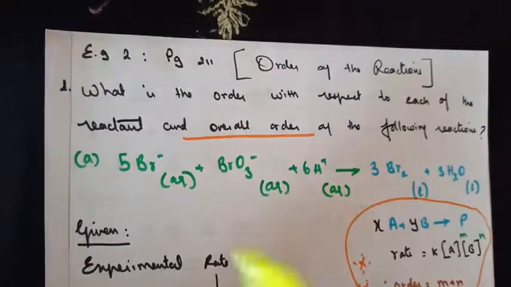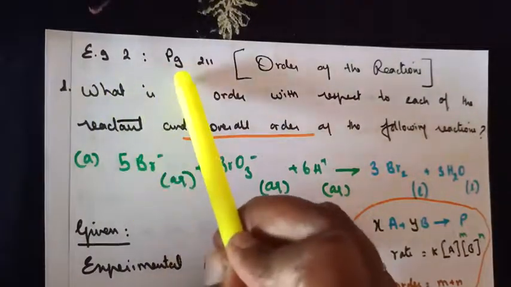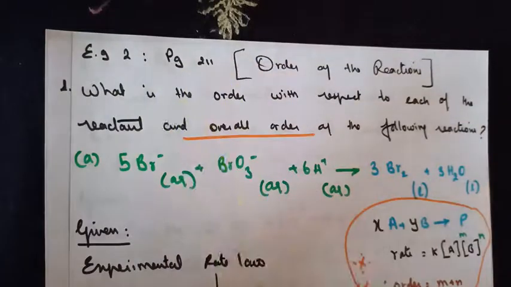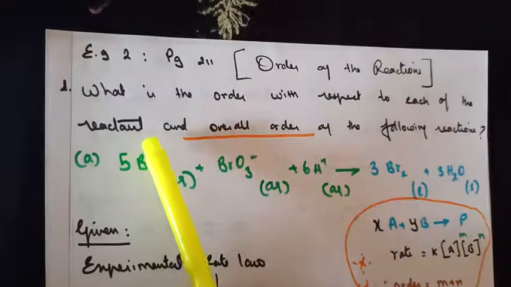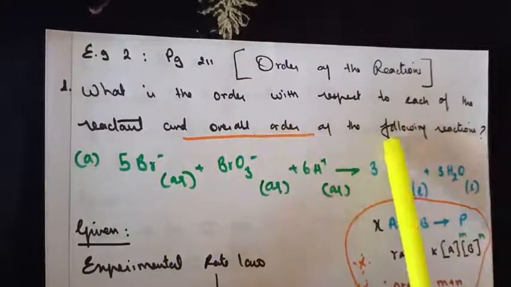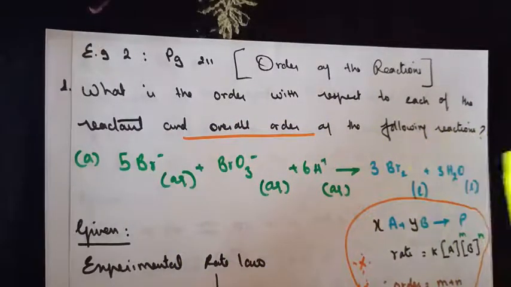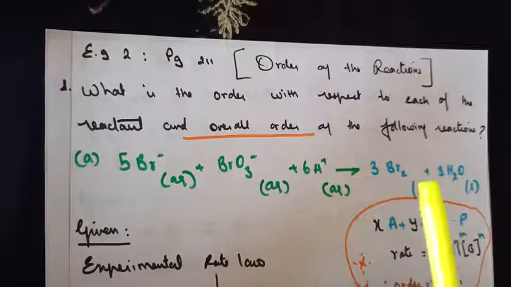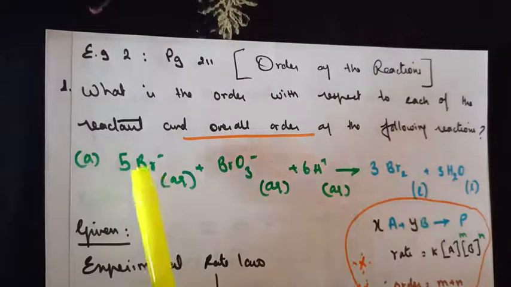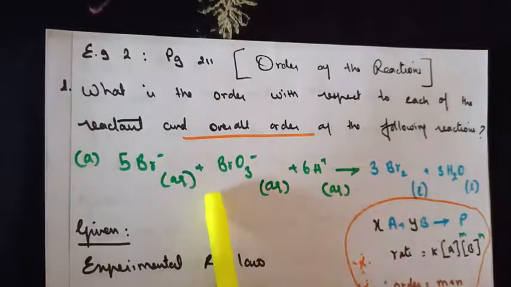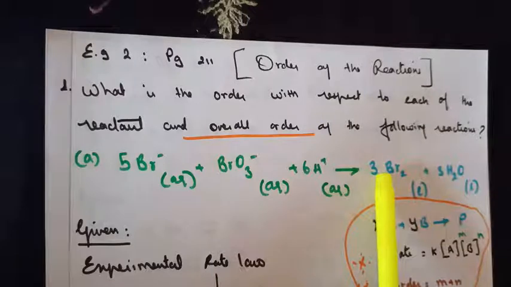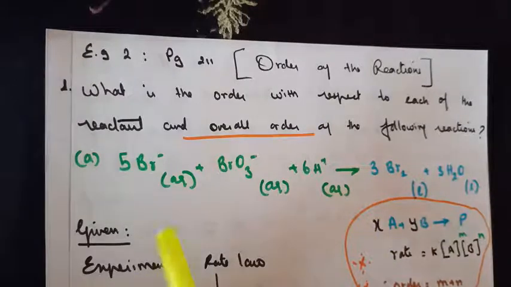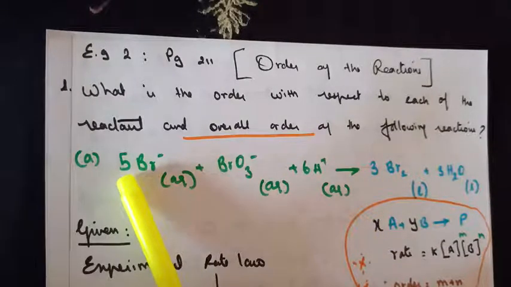The given question is example 2 taken from page number 211. What is the order with respect to each reactant and the overall order of the following reactions? As I taught you, if a reaction is given in the question paper or the textbook, the first thing you have to make sure is that it is a balanced reaction. Let's consider bromide ion, which is 5 here.